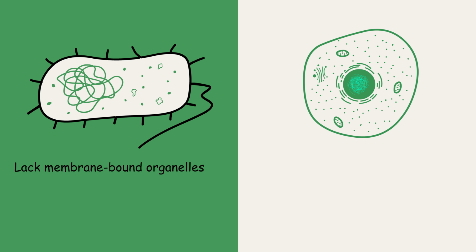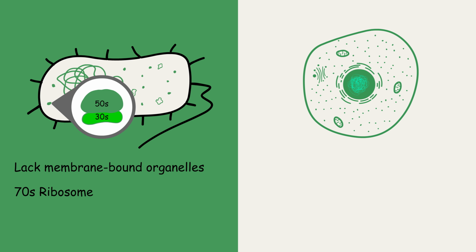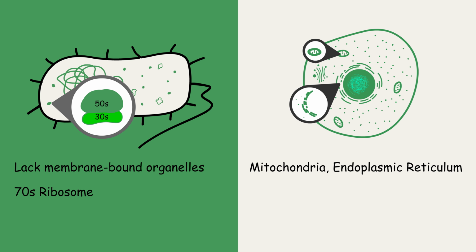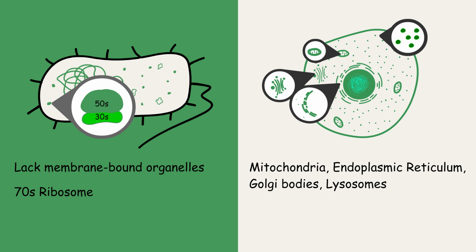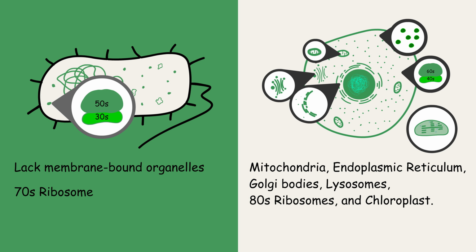Prokaryotes don't have membrane-bound organelles. They only have a few 70S ribosomes, while eukaryotic cells have many organelles, like mitochondria, endoplasmic reticulum, Golgi bodies, lysosomes, 80S ribosomes, and chloroplasts, which are only present in plant cells, not animal.